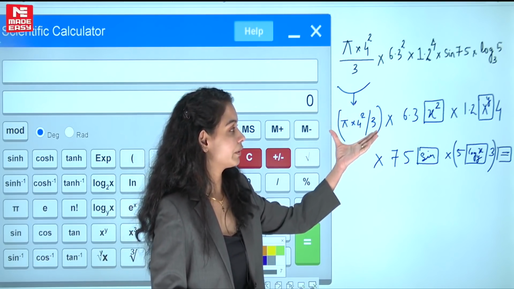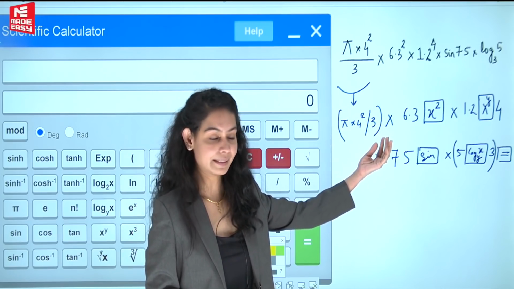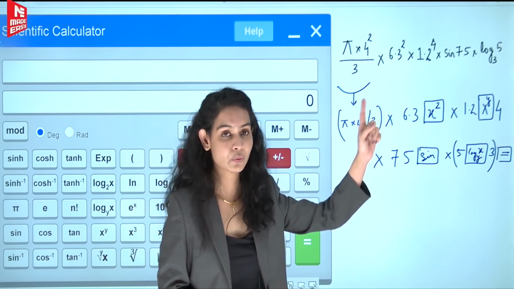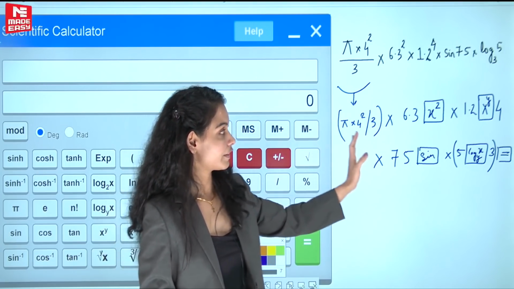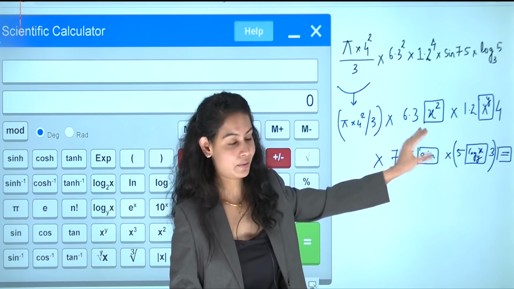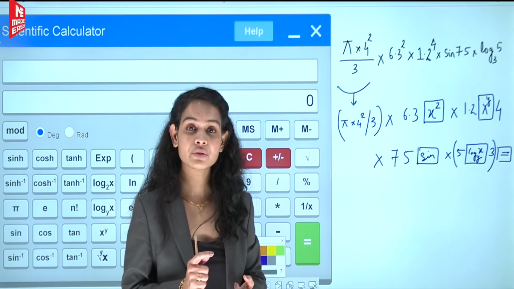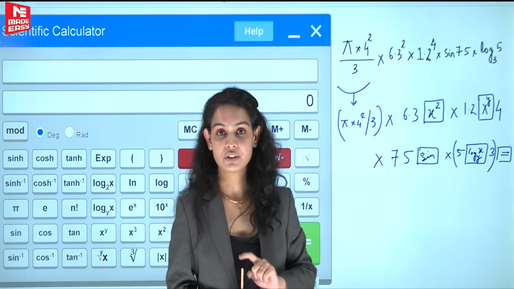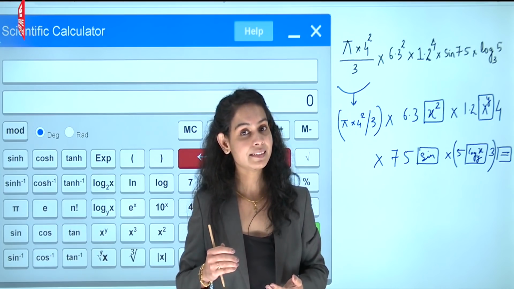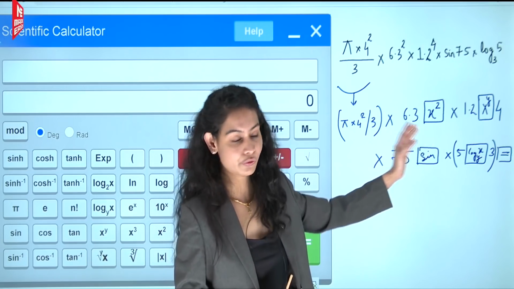So for this you open the bracket, write pi into 4 square divided by 3 into 6.3 square. For this you will be using x square function. So enter the value of x, which is 6.3, then press x square tab. Next is 1.2 to the power of 4. For this you will be using x to the power of y tab. For this, enter the value of x, which is 1.2, then press function tab, that is x to the power of y. Enter the value of y, which is 4.